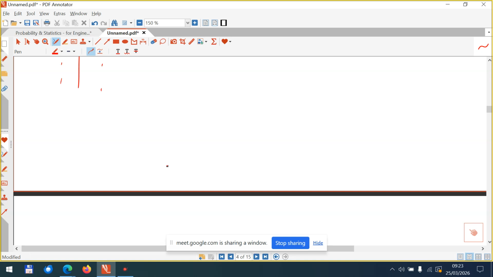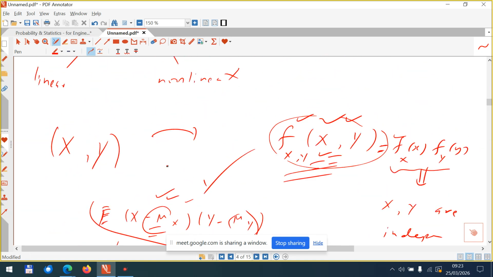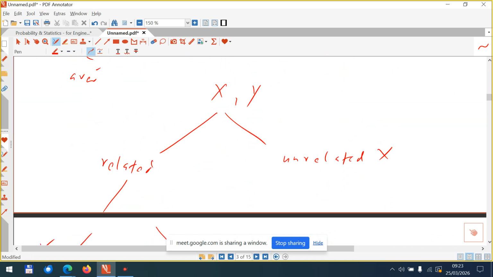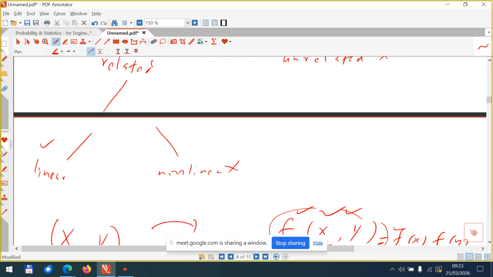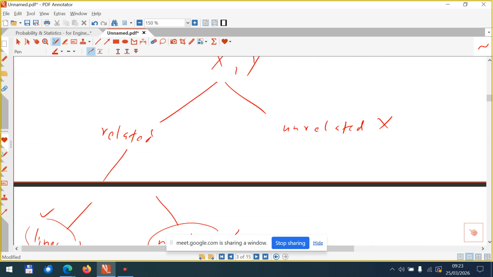Covariance cannot tell you anything about non-linear relationships. That's why I told you about this diagram. You must have this in mind: covariance only tells you about linear relationships. So when the covariance is very small, it means that they are not linearly related. But they can be non-linearly related, or they can be unrelated, and you will not be able to tell that. For that you will need other ways of guessing.